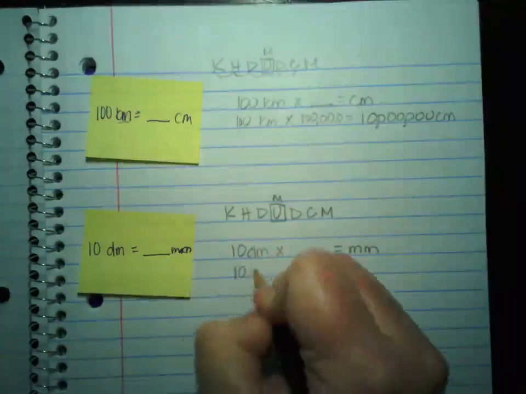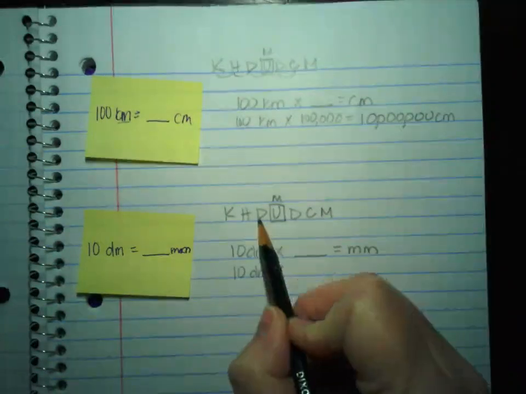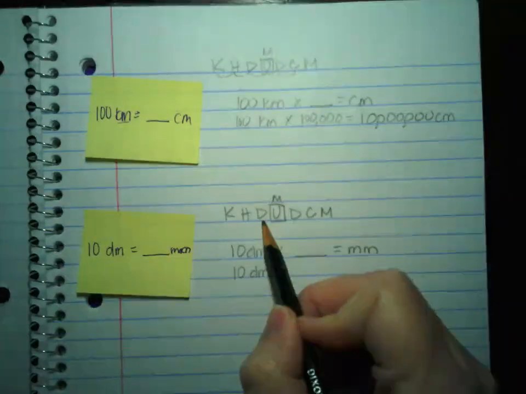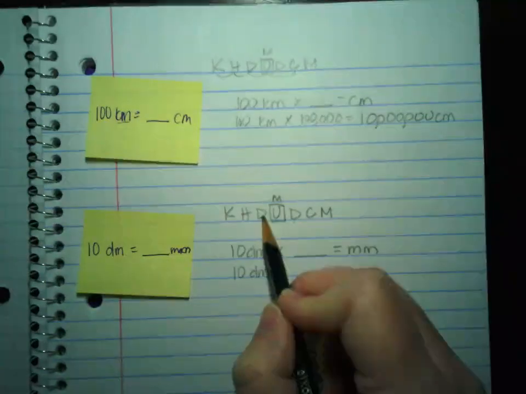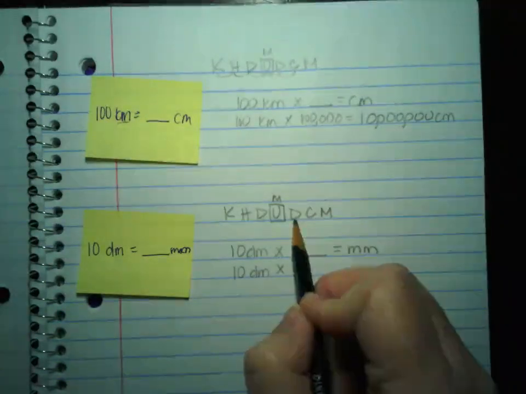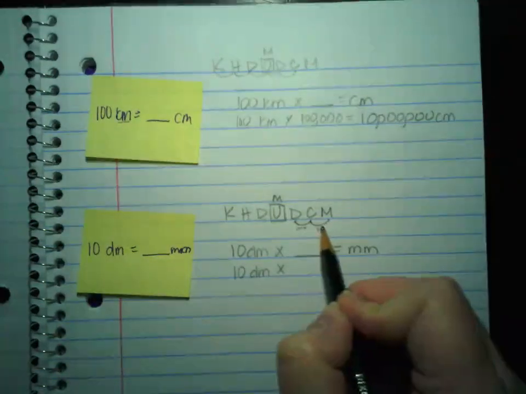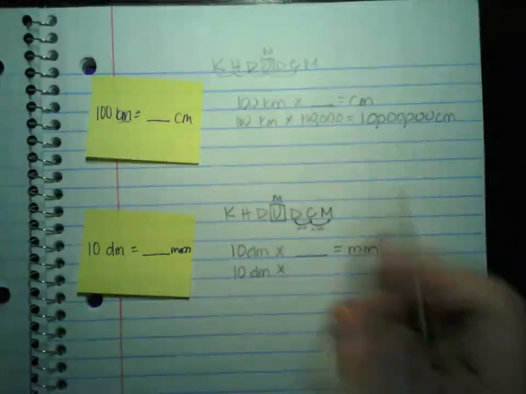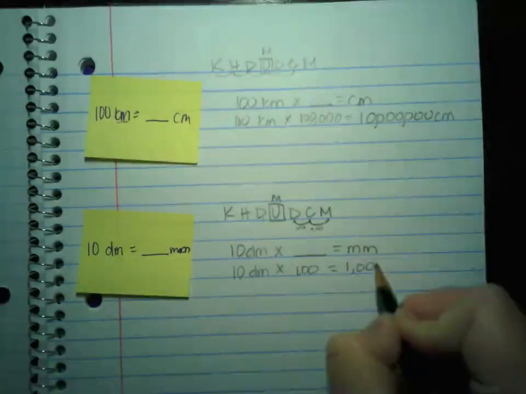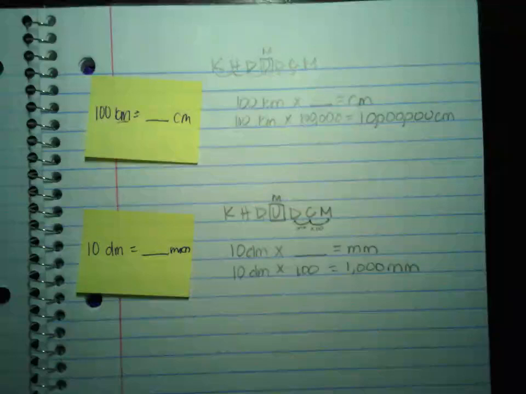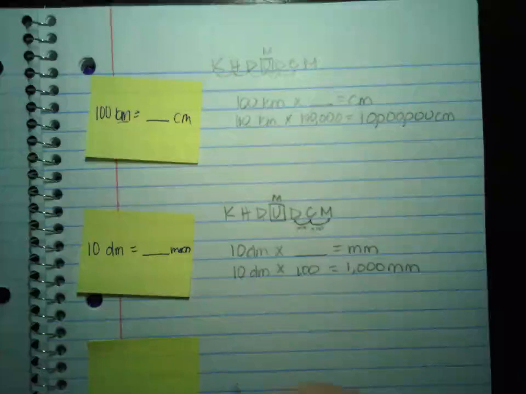All right, so 10 decimeters times, here I am, this is deci, this is deca. Okay, remember the abbreviation for deci is dm, so that's how I know it's this one. The abbreviation for deca is DAM, so I know it's a decimeter. And I am moving to millimeters. So I am going to multiply by 10, 100. 10 times 100 is 1,000 millimeters. Do you see that? Okay, you guys should be picking this up right now.